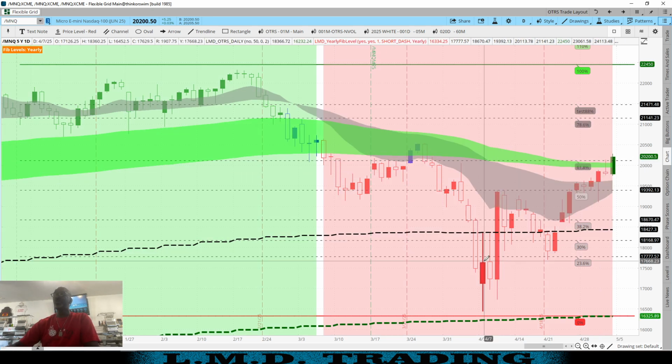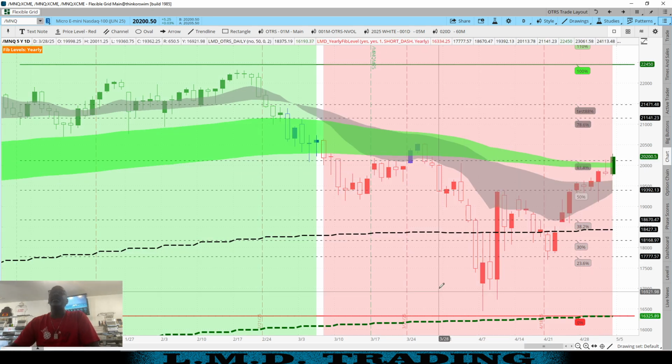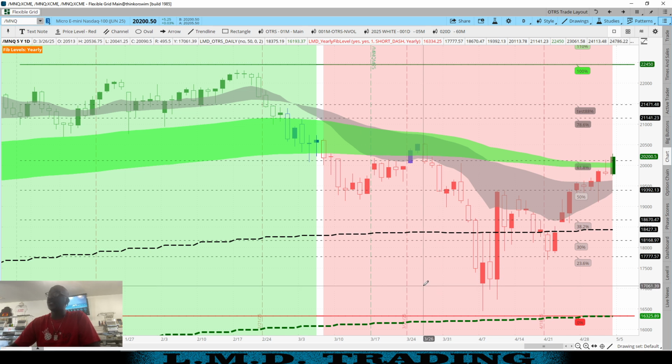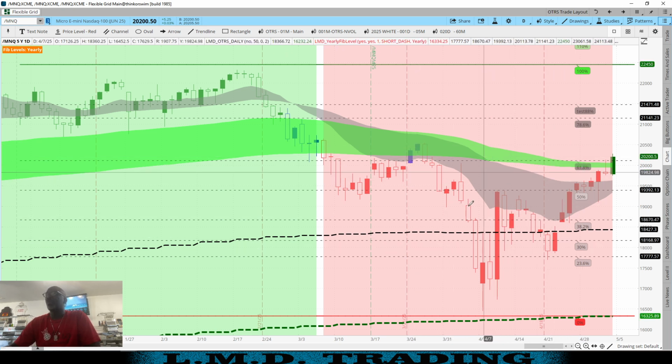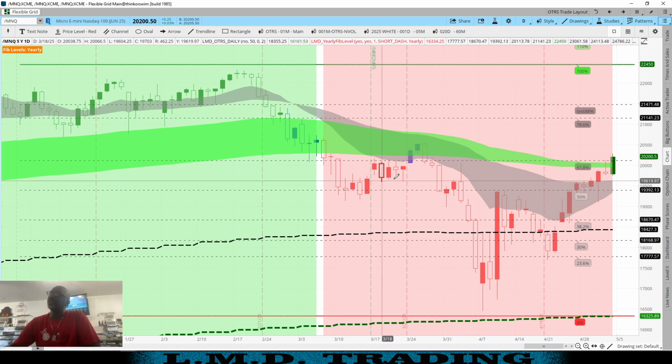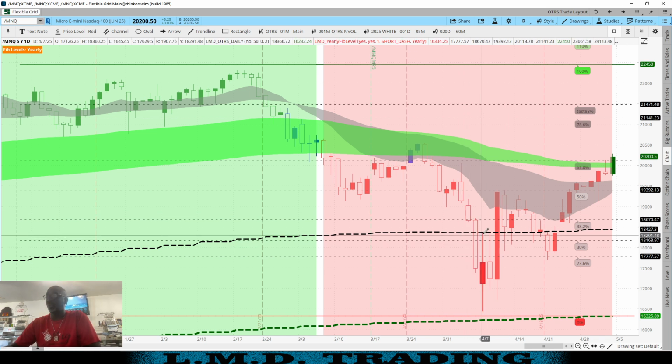Just looking at this daily chart, and this is based on the OTRS trade system, which is the trading system that I trade, the trade system that I created. So why not trade what I had my hands in creating? But notice we have a red chart. So I should only be looking for shorts if I was trading off of the daily chart, which I do not do. But look, you see this green cloud?